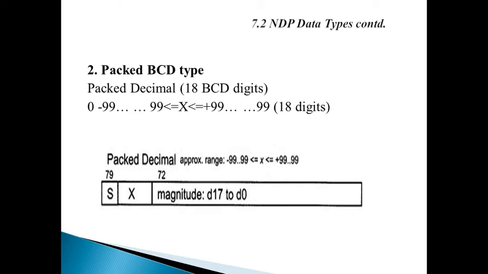Each BCD digit represents 4 binary bits. So in this case, each byte covers 2 digits, and hence a complete 9 bytes are used to represent these BCD numbers. 9 into 2, a total of 18 BCD digits it covers. So 0 to 72 bits are used to represent this packed BCD type, and out of the remaining 8 bits of MSB, 1 bit is used for the sign, and the remaining 7 bits are don't care.